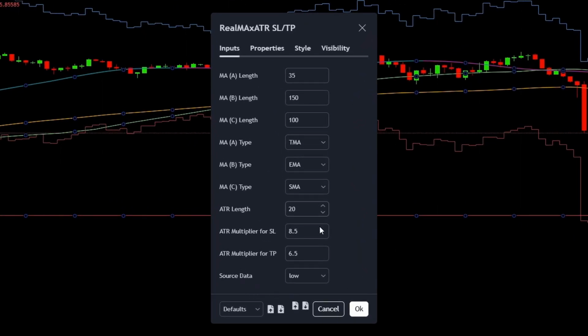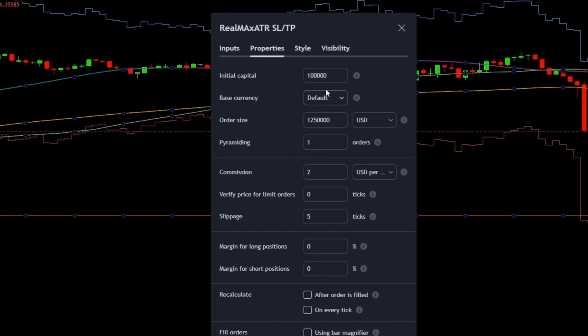And these are my optimization settings. Keep in mind when you add this strategy, the parameters will be different, so you will need to change its settings manually. And don't forget about the Properties tab.